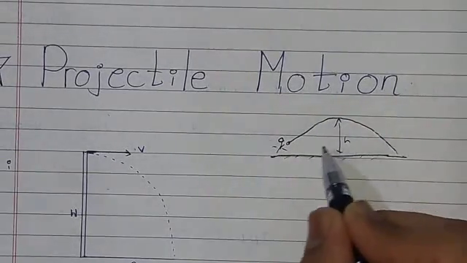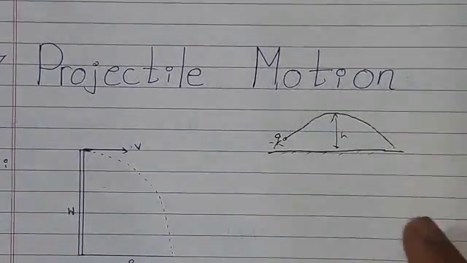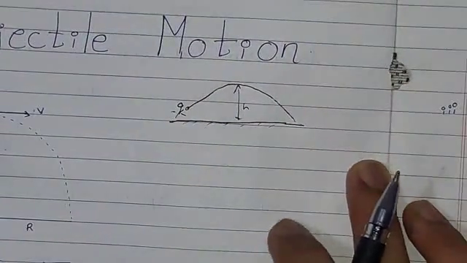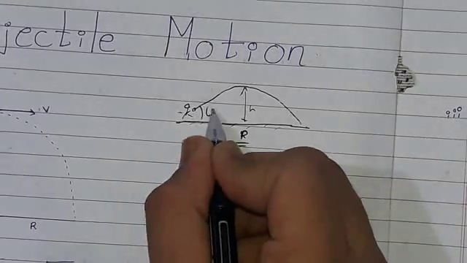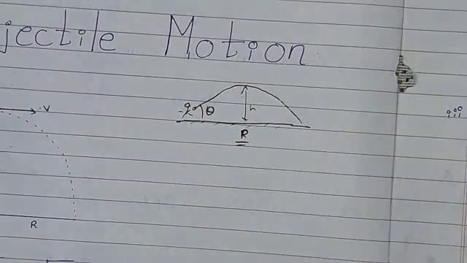where this is h and this is the range. Now first let me tell you the formula of the projectile motion. Forget this part, and now first let us say the formula. If h is height, r is range, this is theta. Theta is the angle of projection. We can call it the angle of projection.